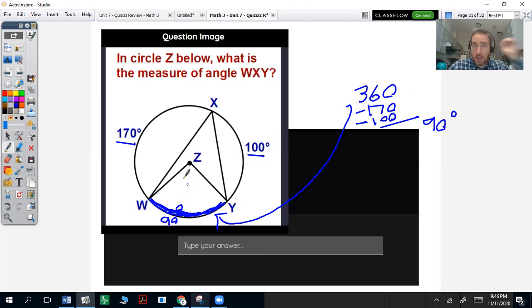All right, so now that I have the arc, I know that this arc is going to be 90 degrees. But I want to know this angle, WXY, all the way over here. Well, again, it's going to be half of this arc. So it's going to be 90 divided by 2. So that's going to be a 45-degree angle over there, 45. All right, next question.